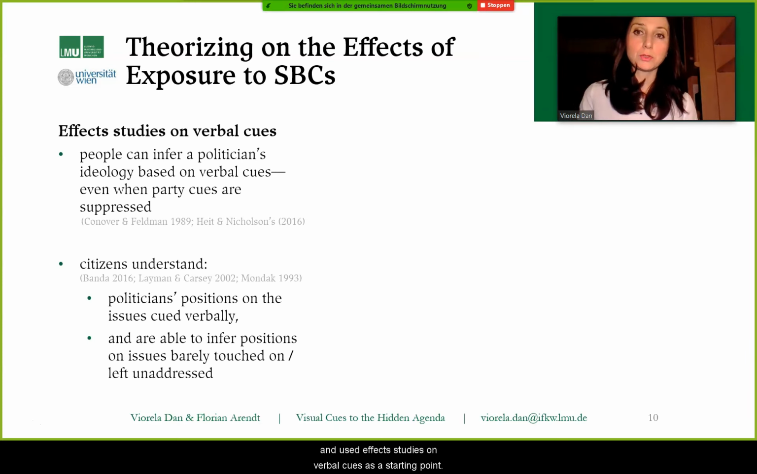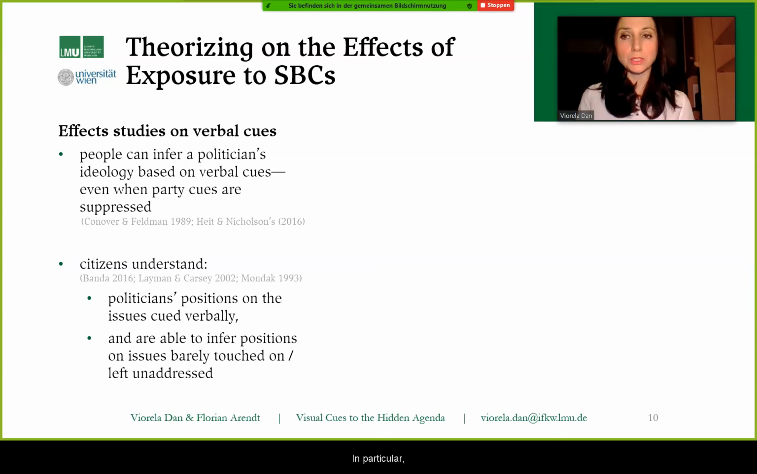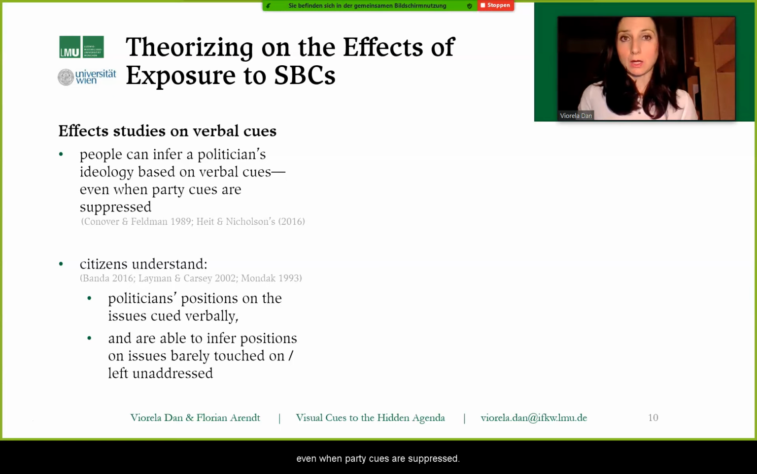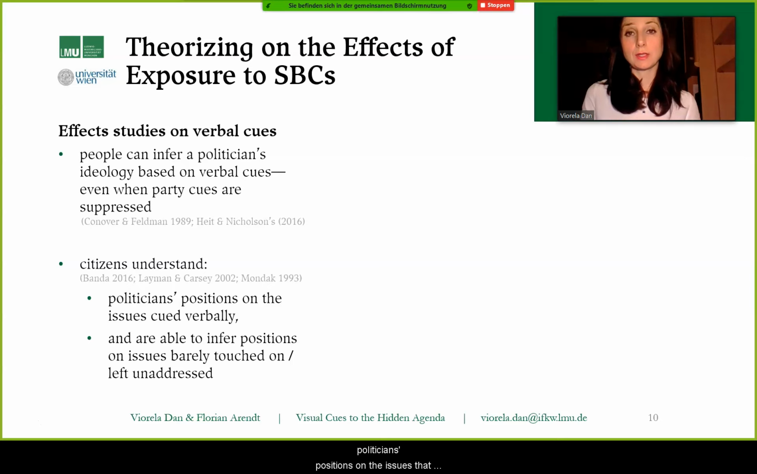Based on this, we have theorized on the effects of exposure to subtle backdrop cues and used effect studies on verbal cues as a starting point. In particular, we knew that people can infer a politician's ideology based on verbal cues, even when party cues are suppressed. In that case, cues are very helpful because citizens can understand from them politicians' positions on the issues that are cued verbally, and also are able to infer positions on issues barely touched upon or left unaddressed.